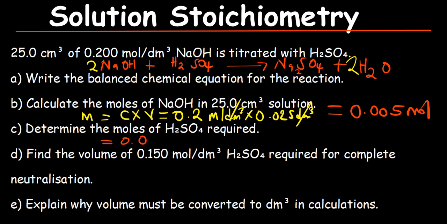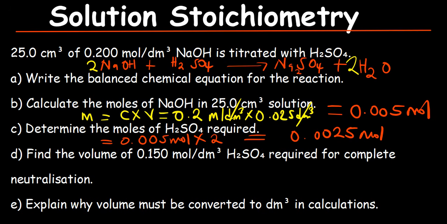0.005 moles. Now, because the ratio is 2, I'm going to divide this by 2. Okay, 2, because for every 2 moles of sodium hydroxide, you need 1 mole of sulfuric acid. So in this case, I already have my 0.005. I'm just dividing it by 2. What do I have? I'm getting 0.0025 moles. Okay, basically those will be the moles.